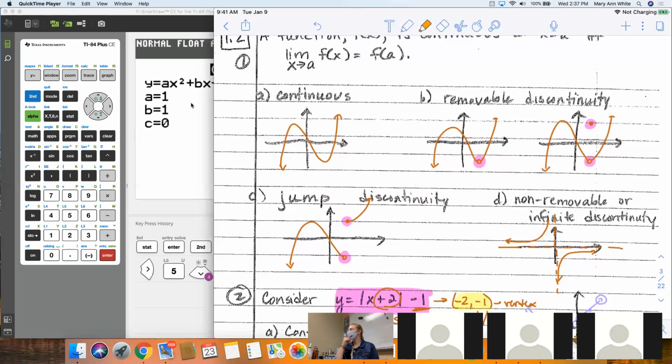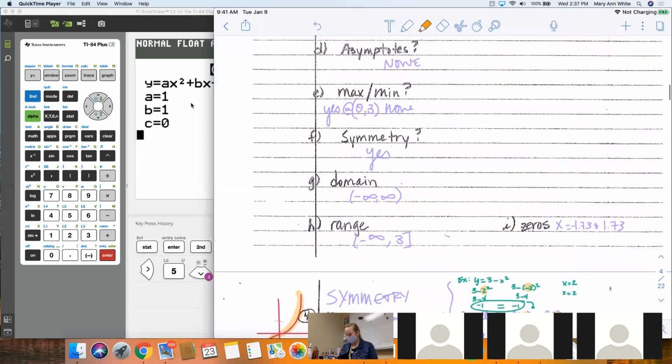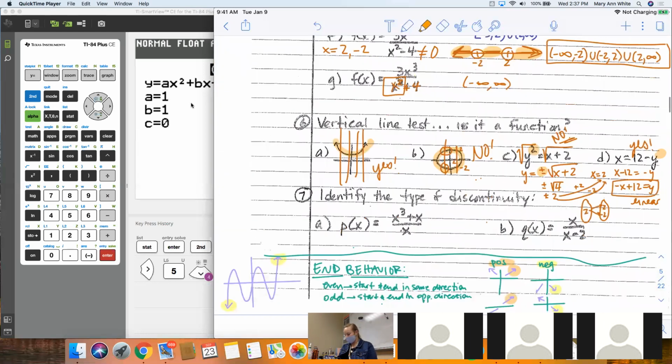Perfect. Okay, so I'm going to tell you right now, these are discontinuous. What we're going to do, though, is graph them and see how they are discontinuous, which one are they? Are they removable, jump, or non-removable? Okay, so let's go back to our equations, and I'm going to graph them in my calculator.